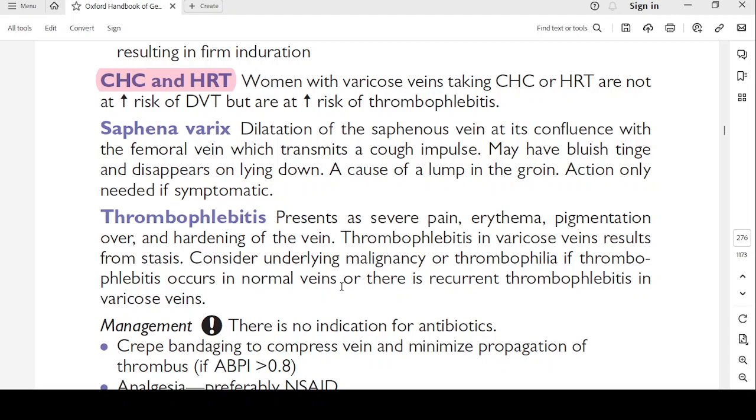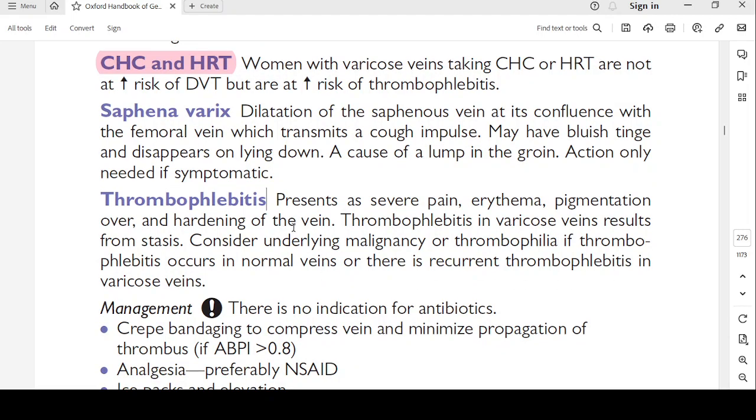Thrombophlebitis presents as severe pain or erythema, pigmentation, over the hardening of the vein. Thrombophlebitis in varicose veins results from stasis. Consider underlying malignancy or thrombophilia if thrombophlebitis occurs in normal veins or there is recurrent thrombophlebitis in the varicose veins.